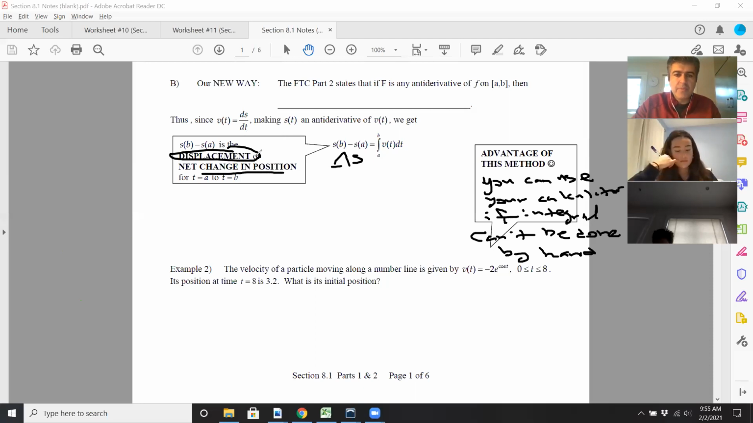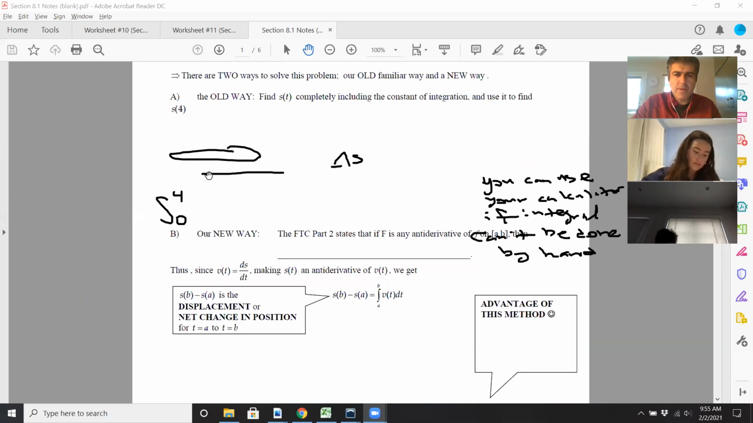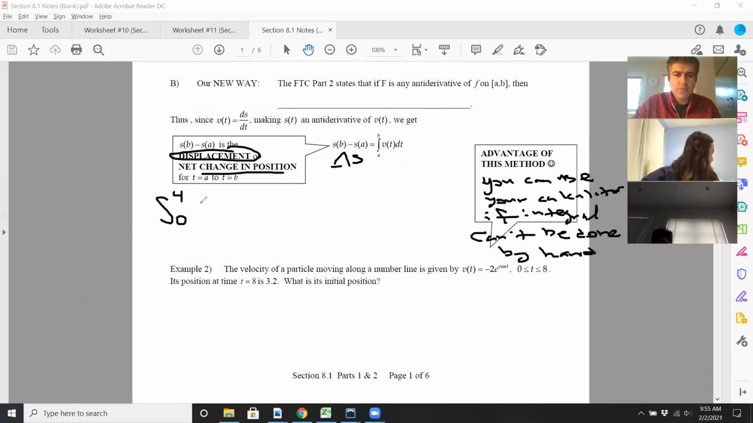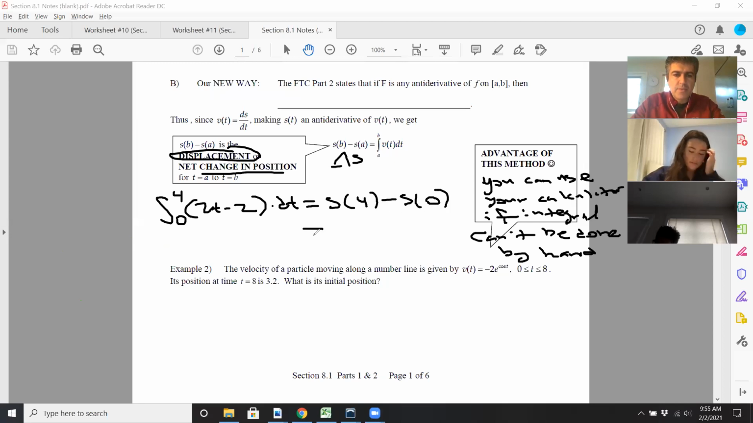So for example, we could say the integral from 0 to 4, because that's where we're going from 0 to 4, is that right? Yeah, 0 to 4, of your velocity function, which was 2t minus 2, dt, by the way, must equal s of 4 minus s of 0. S of 4 is what we want to find. S of 0 we know is going to be 5.